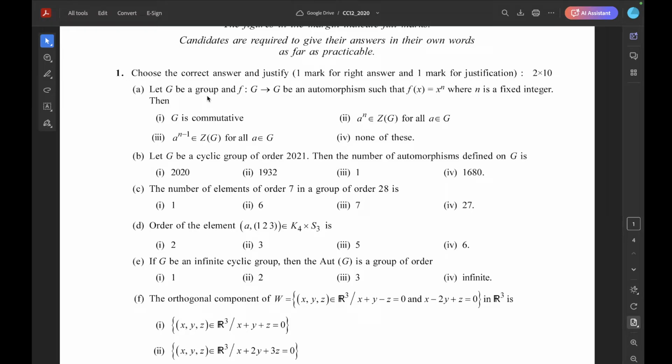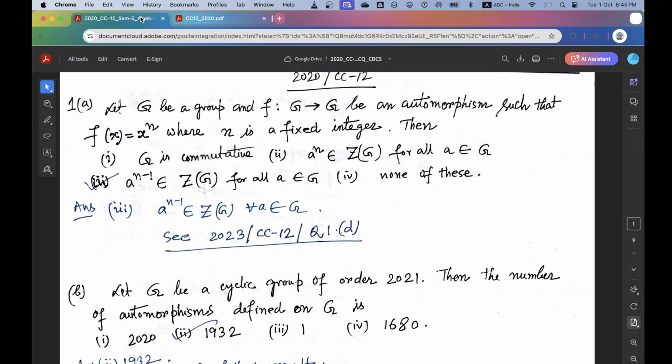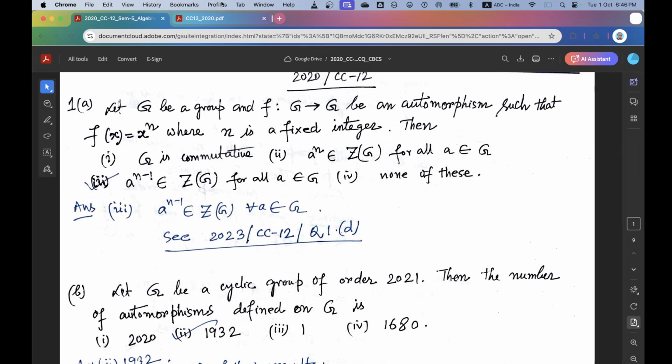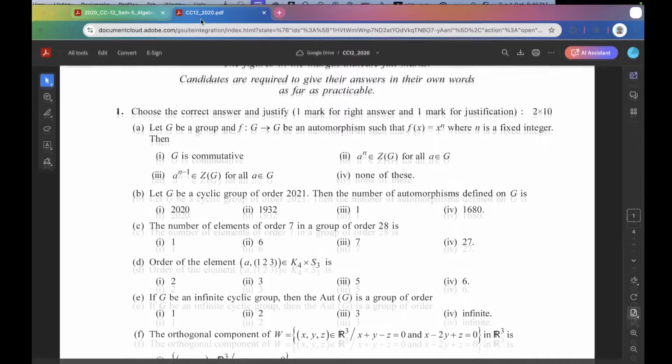Let G be a group and f maps from G to G be an automorphism such that f(x) equal to x to the power n, where n is a fixed integer, then what is correct? Correct option is 3. a to the power n minus 1 belongs to Z(G) for all a belongs to G. For detailed explanation, see question paper 2023 paper CC-12 question 1D. Next question.